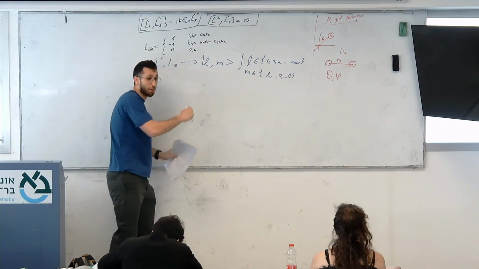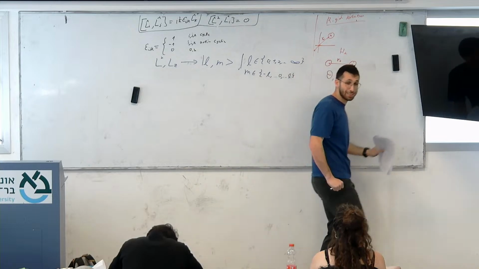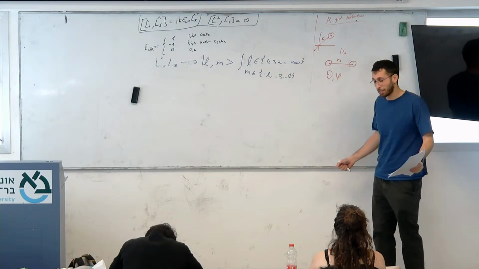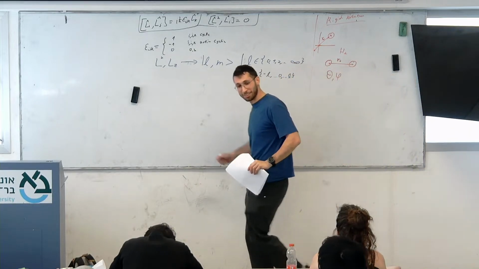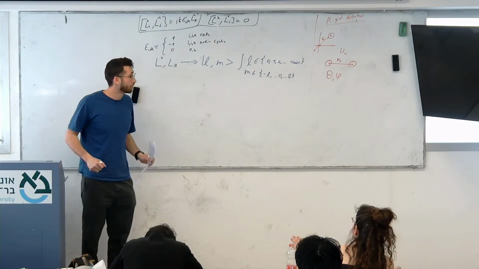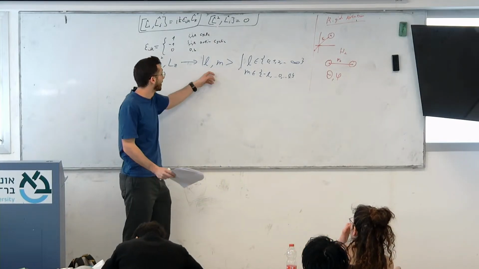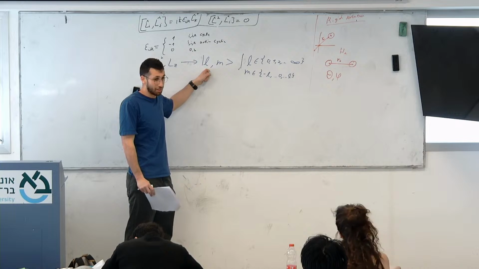L is like a measure of how fast I'm moving. What does it mean, how fast I'm moving? I can be moving 5 kilometers an hour, that's L1, or 10 kilometers. This is how fast. This is how much total.